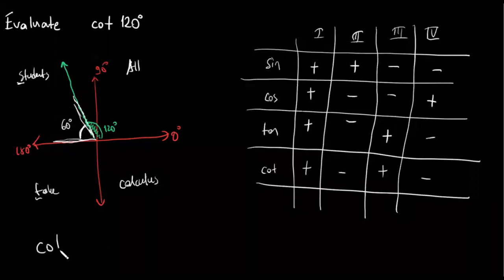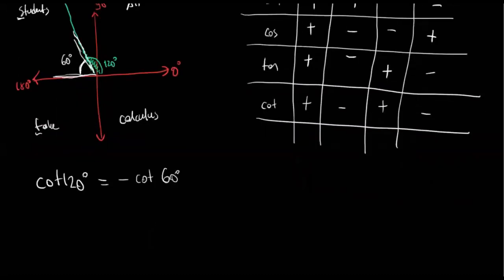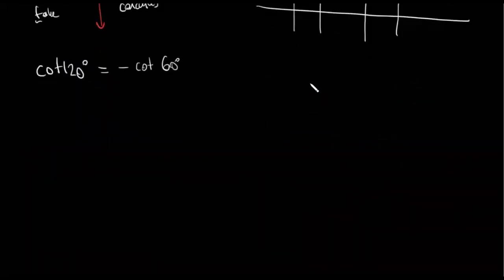So cotangent of 120 degrees is going to be equal to negative, because in the second quadrant, cotangent is negative. Negative cotangent of now the reference angle of 120. What is it? 60. It is 60, as you see. I have to find negative cotangent of 60 degrees. That means I need cotangent of 60. So I'm going to draw my special triangle.